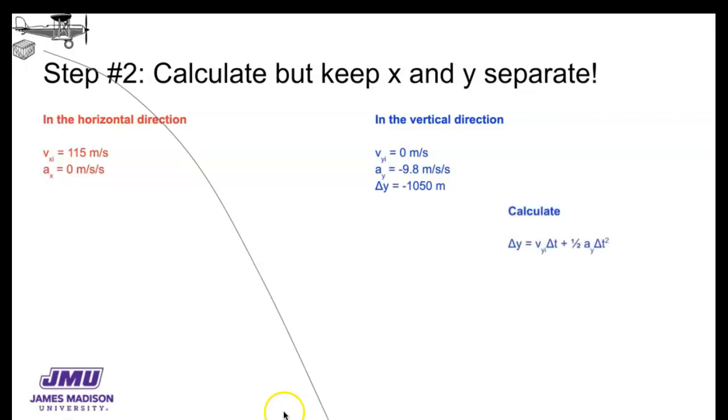So I start out with the equation. I substitute in the numbers that I know. The delta y is negative 1050 meters. The v initial in the y direction is 0, plus 1/2 acceleration times time squared. I can calculate this, and I get that the amount of time that elapses before the crate hits the ground is 14.6 seconds. Notice all of this calculation happens in the vertical direction.